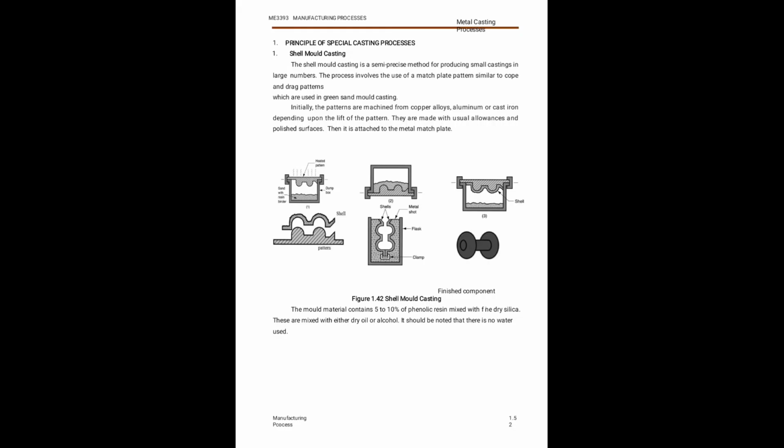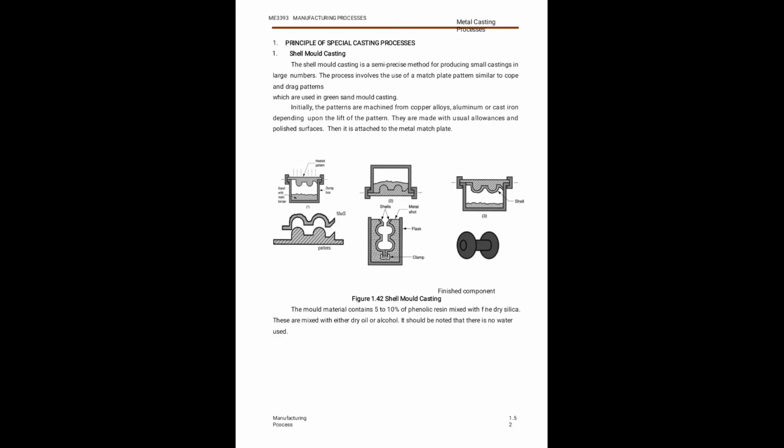Shell molding casting is a semi-precision method for producing small castings in large numbers. The process involves the use of a match plate pattern, similar to cope and drag patterns, which are used in green sand molding casting. Initially, the patterns are machined from copper alloy, aluminum or cast iron, depending upon the life of the pattern. They are made with a usually allowed and polished surface.